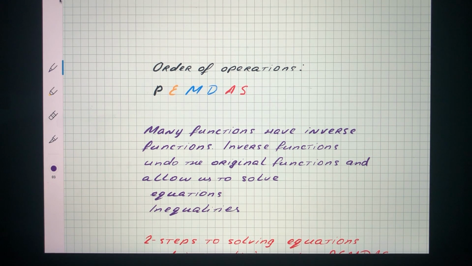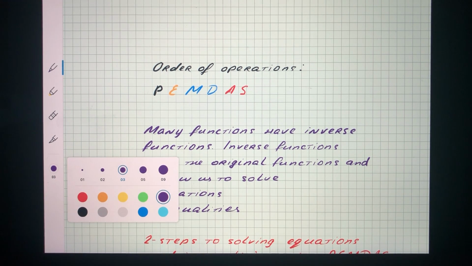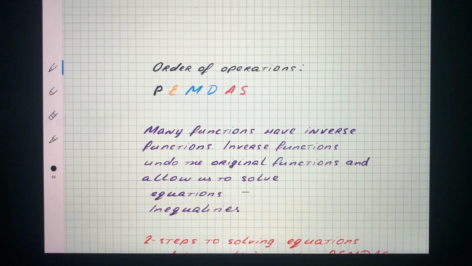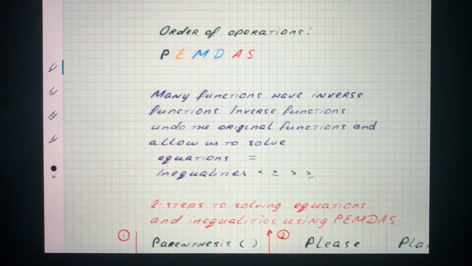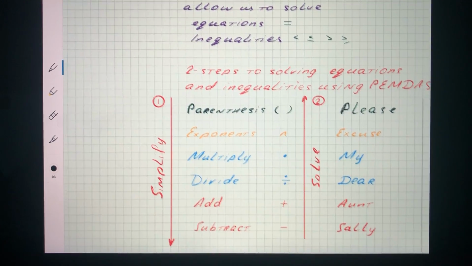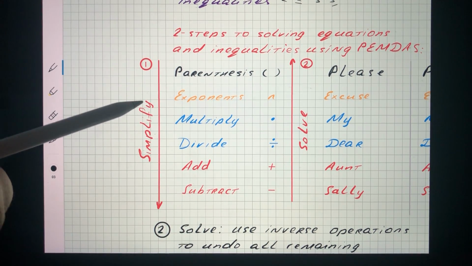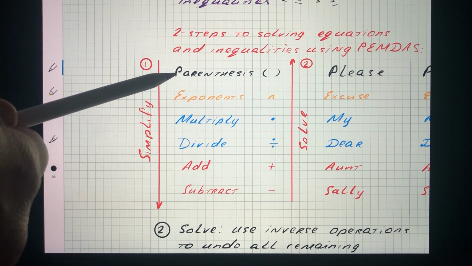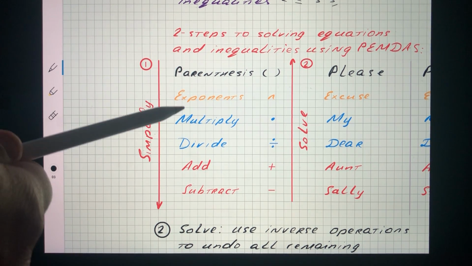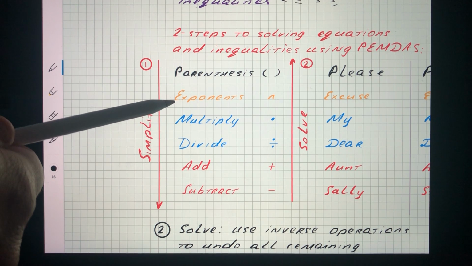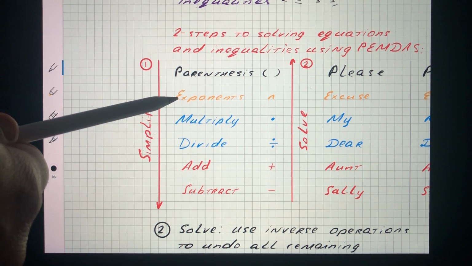When we cancel the operations, we can undo everything that is hiding the x from us and get the x by itself. So this process works for equations, which will have the equal sign in them, and for inequalities, which will have less than or equal to, greater than, greater or equal to. So the two-step process for solving any equation and inequality is right here below. So first step is we simplify starting at the top, and we go through each step, and if it's true, then we will do it. If it's not true, or it's sometimes true, then we will not do it.